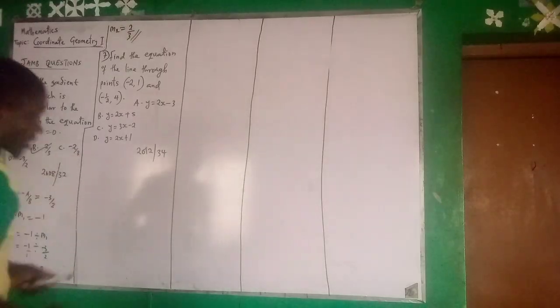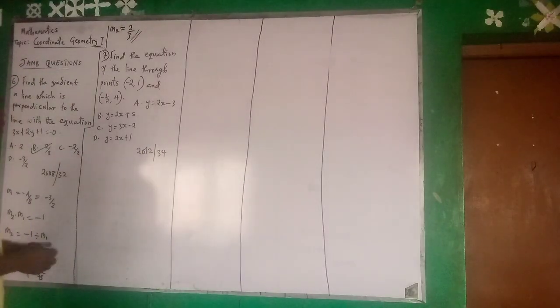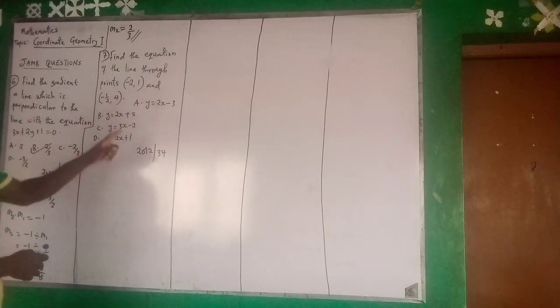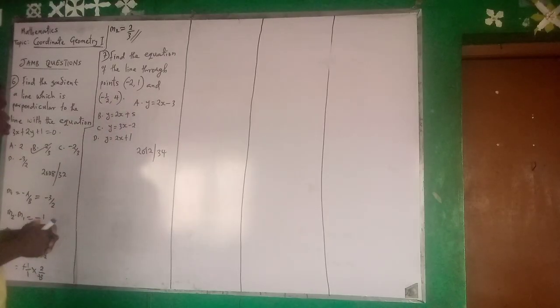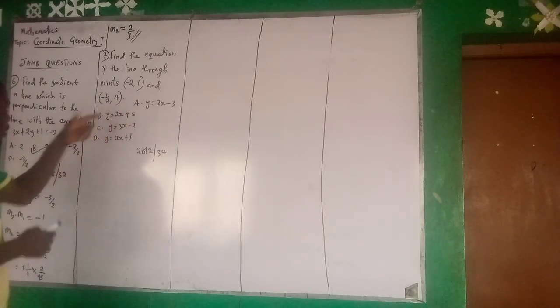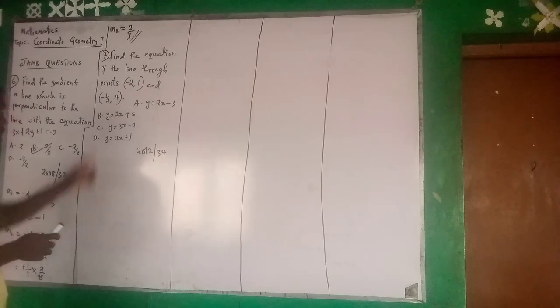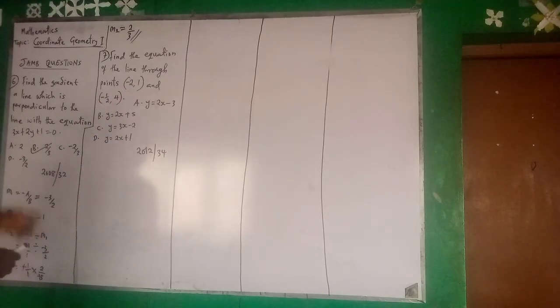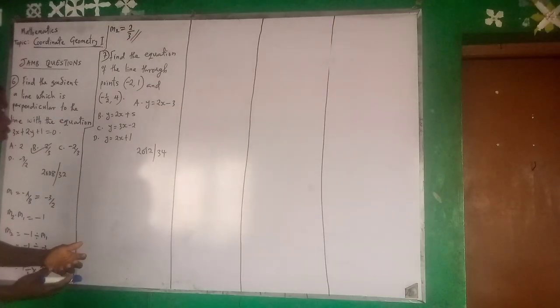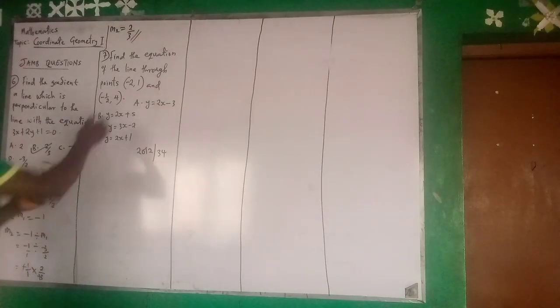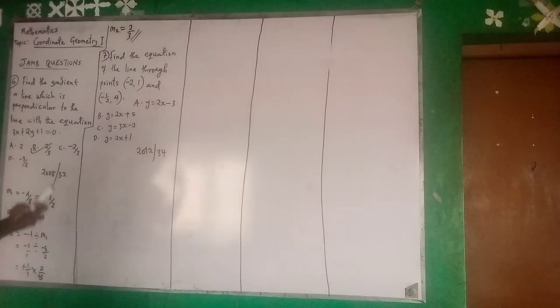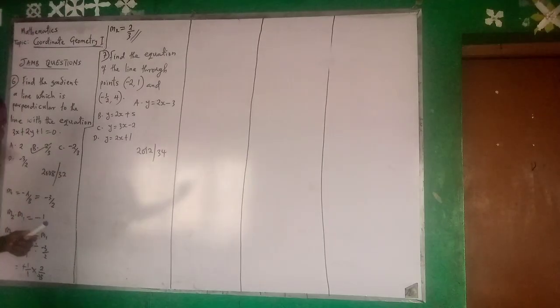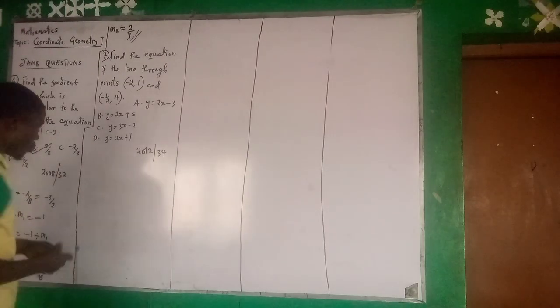Alright, let's solve this question. Find the equation of the line through points (minus 2, 1) and (minus 1 over 2, 4). Alright, these are the options given to you. Now, I told you how to get the equation of a straight line when 2 points are given, if you can still recall the formula I listed on the board.